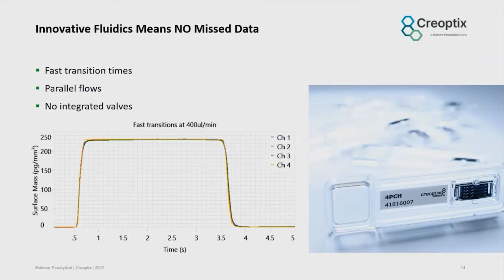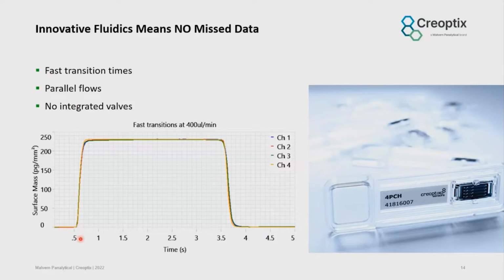I'd like to talk a little bit about our innovative fluidics, which means no missed data. We have very fast transition times, we have parallel flow in between the channels, and we have no integrated valves. So this is the wave chip and what it looks like. It's maybe the size of a USB stick. And here we have 4 parallel flow channels. And it's really in the design of this chip that allows us to get superior sensitivity and very fast transition times. So once again, this chip is no clog fluidics. So this contains all the internal components. So you have nothing in the instrument that can clog or break down.